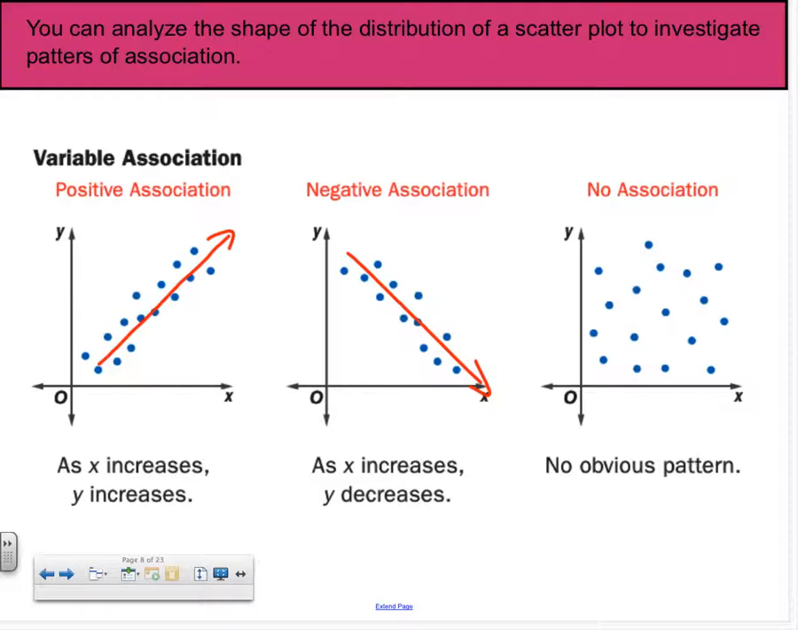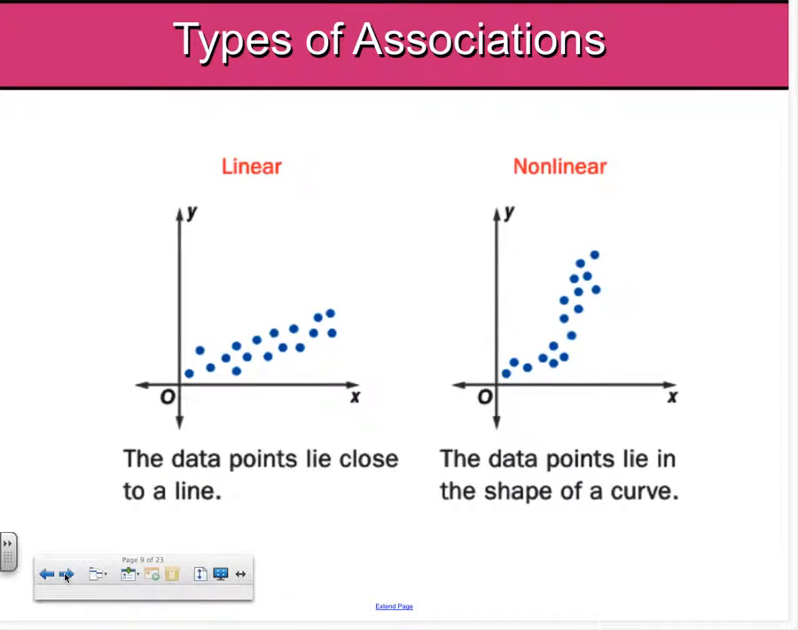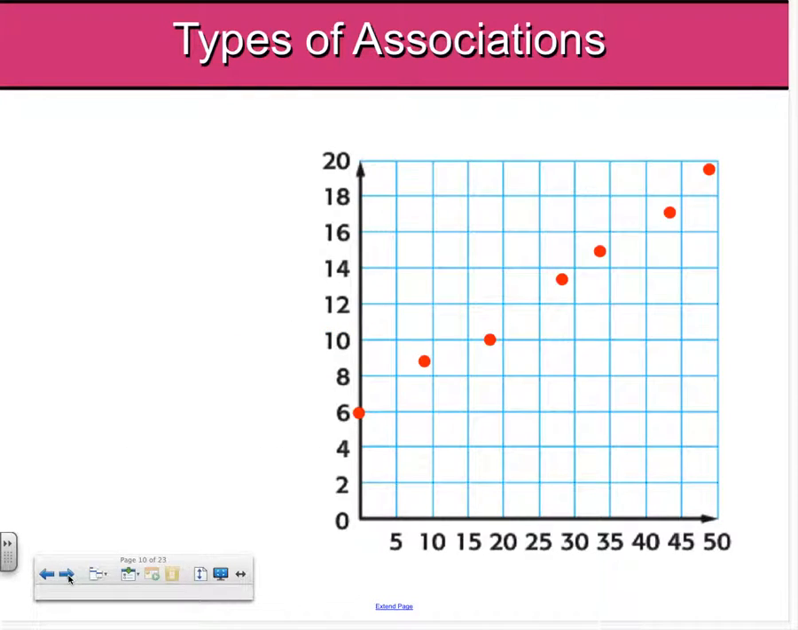So notice with a positive association, both the x and the y are increasing. And with the negative association, only the x is increasing, but the y is decreasing. So keep that in mind. Another type of association would be linear or nonlinear. If the dots seem to be close to a straight line, we would call that linear. And as we learned early in the year, if there's a curve to the line, that would be a nonlinear association. So what I want for you to do is take a look at this graph.